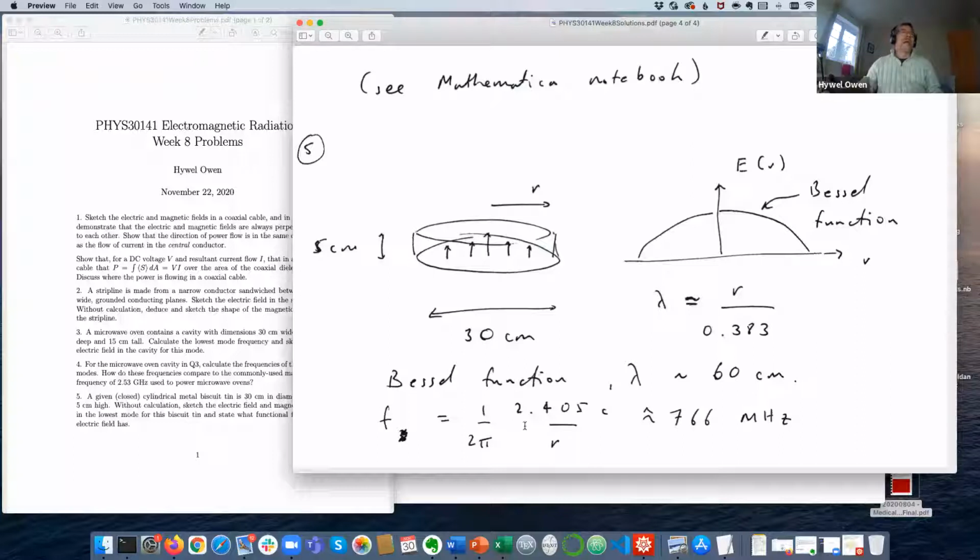Okay, and that value gives us a frequency of 2.405 c over r divided by 2 pi, and this turns out to be 766 megahertz. So you can see that because this cavity has a rough size of 30 centimeters, which is not far away from the 30 and 25 we had before in our cuboidal cavity, the resonant frequencies are much the same as they were in the cuboidal cavity. Okay, so you can write that frequency in terms of wavelength. It's basically the radius divided by 0.383.